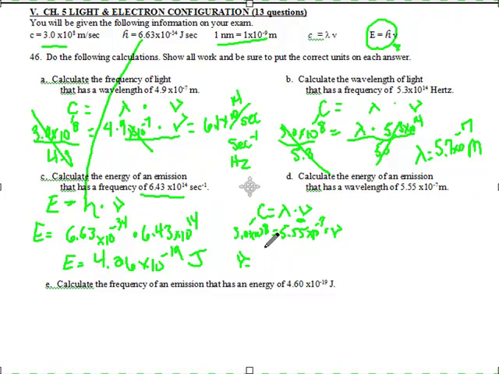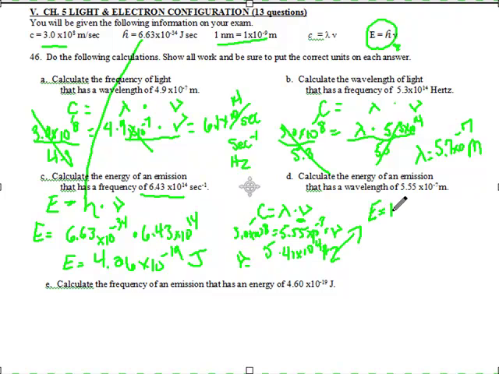Frequency is going to be 5.41 times 10 to the 14th hertz. There's our frequency. And then we're going to take this number and do a second equation.